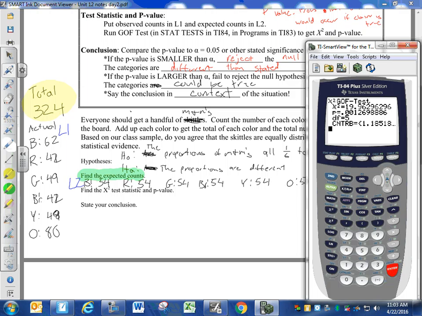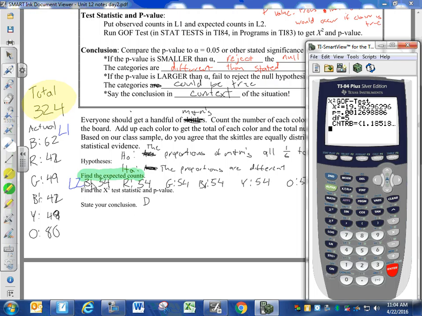We calculate it. And this is the probability of our observed occurring if the expected is true. This is a low probability, which means what's probably true? That they're not equal, that they're not going to be 1/6. Okay, so that's the important thing.